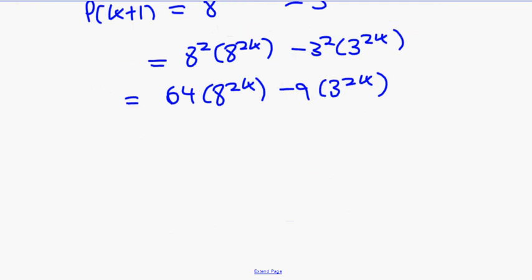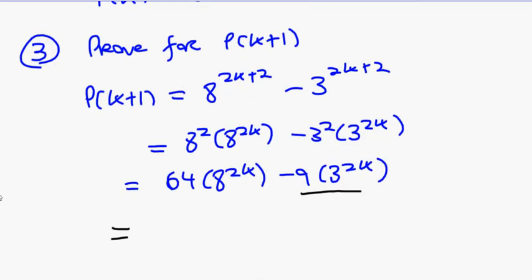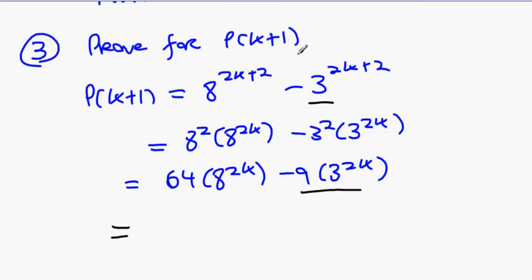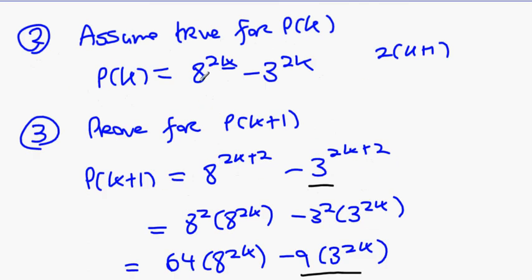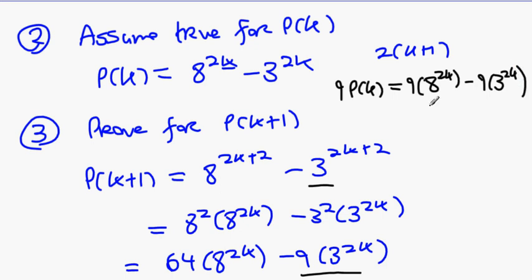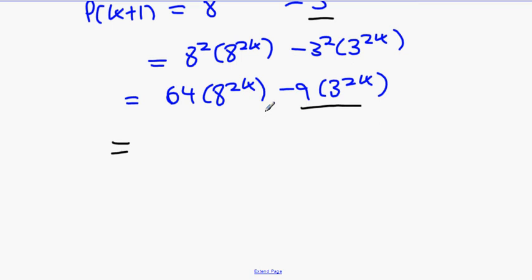Now, what we have this time is we're looking at the two of these, and we can see that we need to make P of k out of this. So I currently have 9 times the amount of P of k. So if I said 9 P of k, 9 times P of k is equal to 9 times 8 to the 2k minus 9 times 3 to the 2k. So that's 9 times P of k. So I have this part, but I need the other part. So I'm going to say is 9 by 8 to the 2k minus 9 by 3 to the 2k.